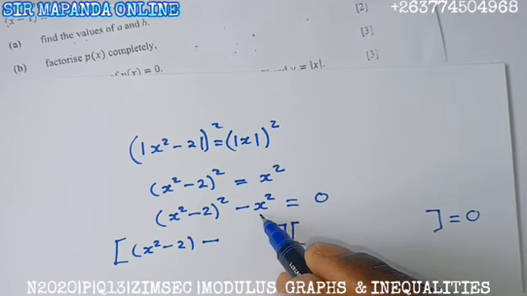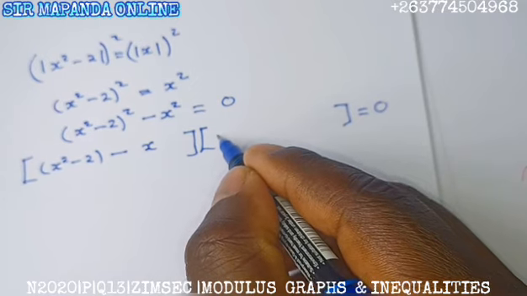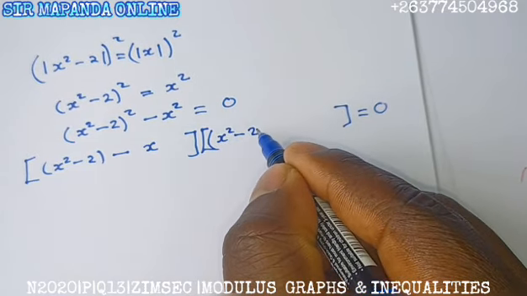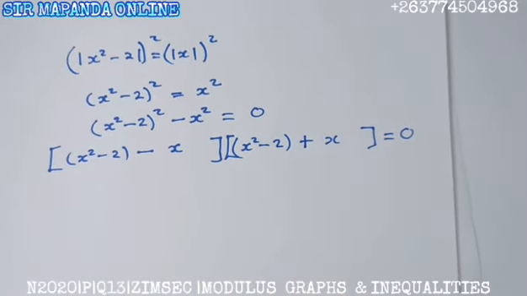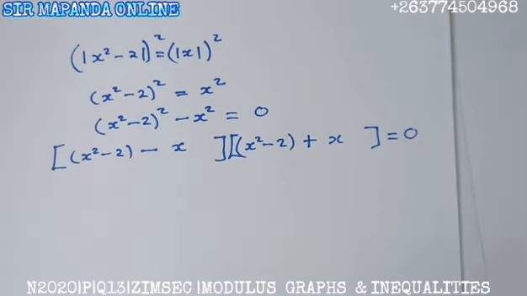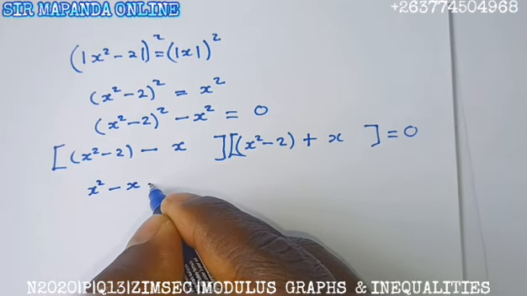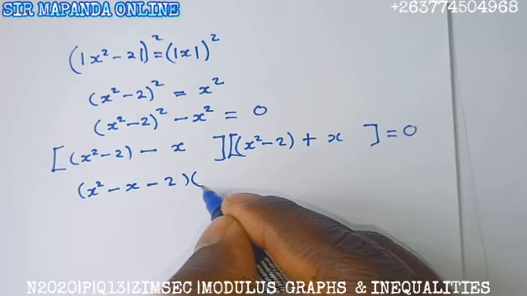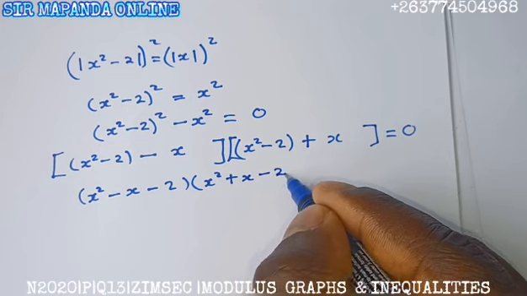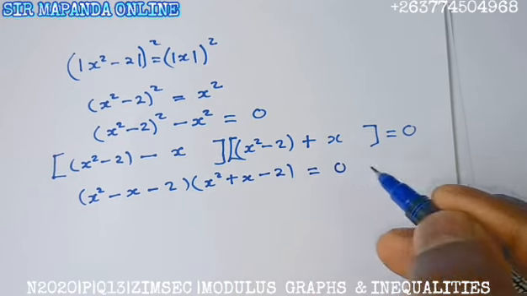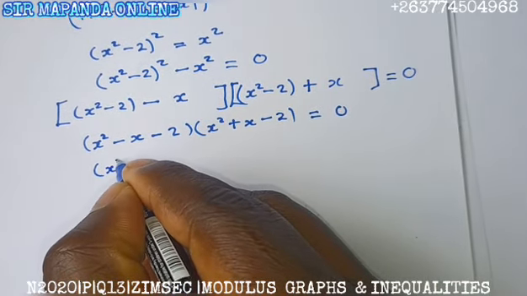Then you put negative. Square root of x squared, you get x. It means on this side, you put x squared minus 2 plus x, something like this. This is difference of two squares. So on the left side, you get x squared minus x minus 2. On the right side, you get x squared plus x minus 2 is equals to 0. So we now want to solve the two equations.